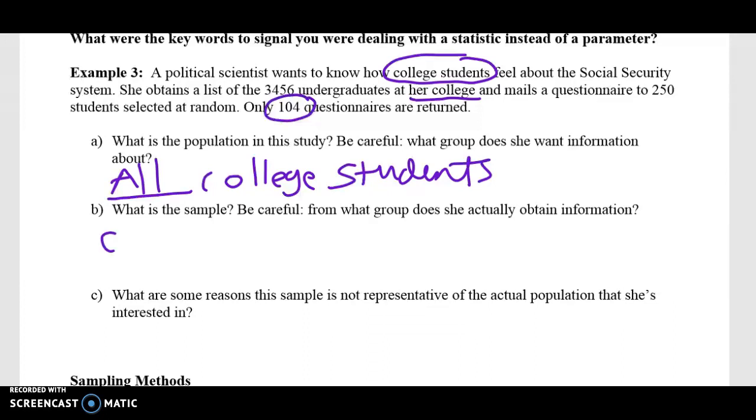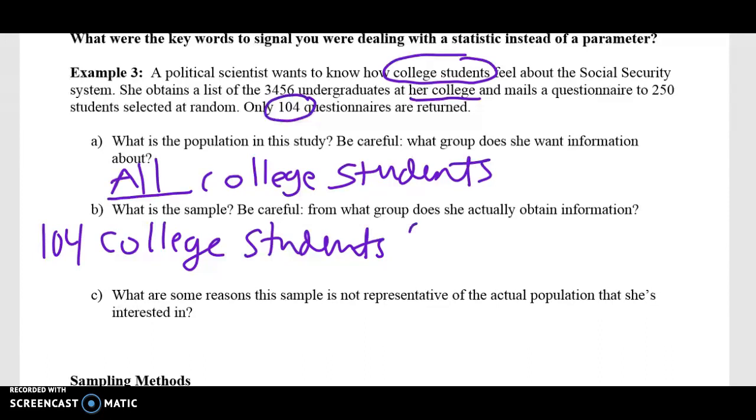So we have 104 college students from one college.